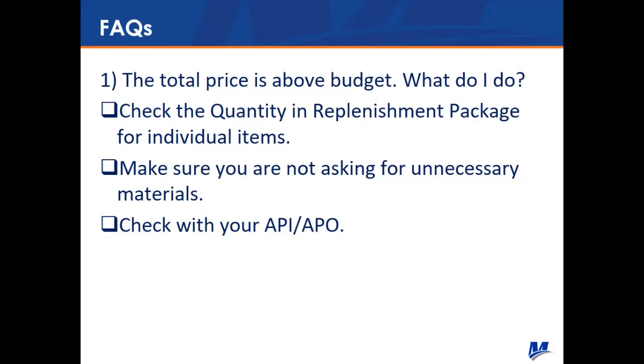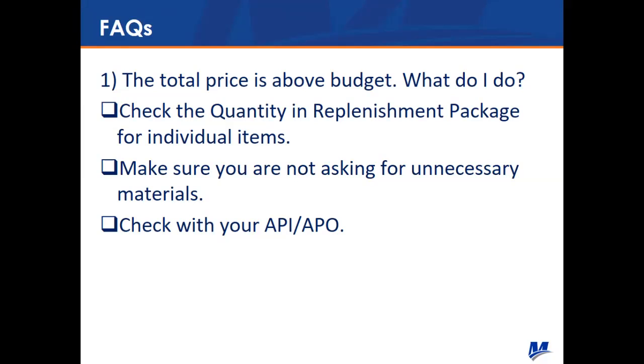So first issue that happens often is that the total price is above budget. So this speaks to what I was just talking about previously. We're above that $500 threshold that in general is where we want to be. If this happens, make sure that you're ordering the materials that you actually want and need. So check the quantity in the replenishment package in column D for individual items. Again, if it seems to be weird to be spending $100 on index cards, it probably is. So make sure you aren't ordering more than what you want or need.